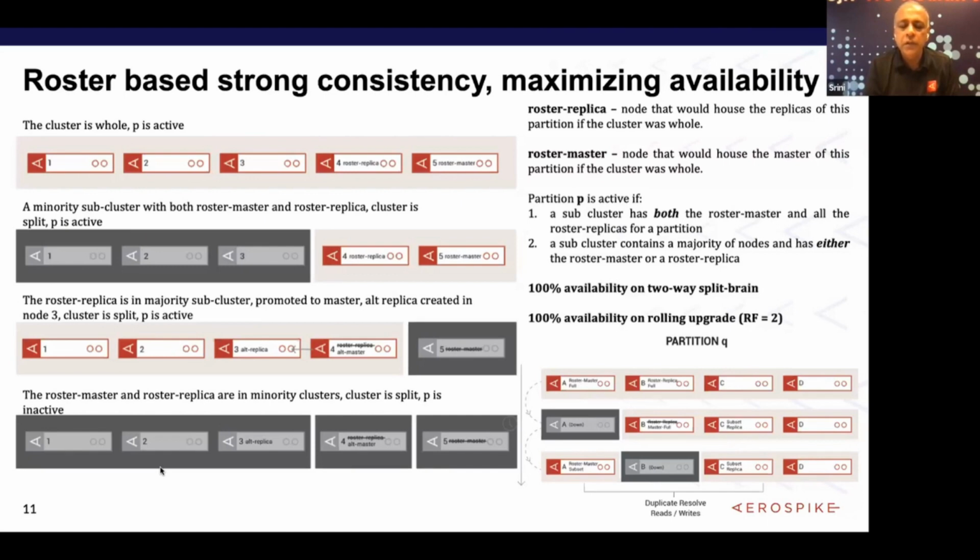There are cases where availability will be sacrificed in a strongly consistent system, because that's how the CAP theorem works, because network partitions are inevitable. So fundamentally, what Aerospike does with all these rules is we can maintain 100% availability of a partition somewhere in the split brain, the two-way split brain. It may not be in both of the split brain clusters, but it'll be at least in one of the two. And 100% availability of the system on a rolling upgrade, even with replication factor 2.